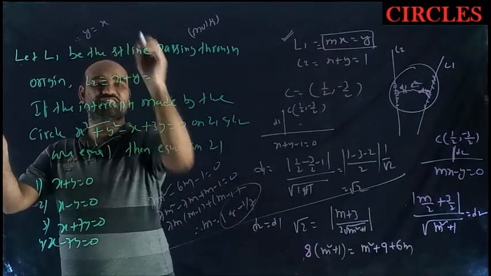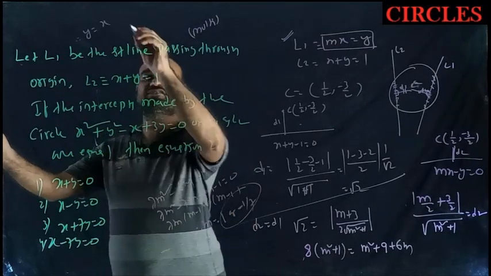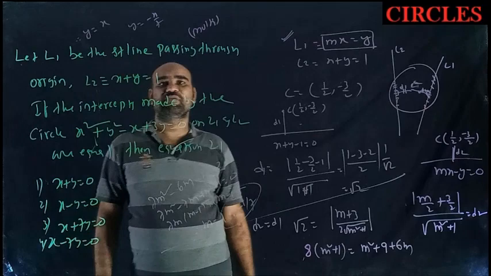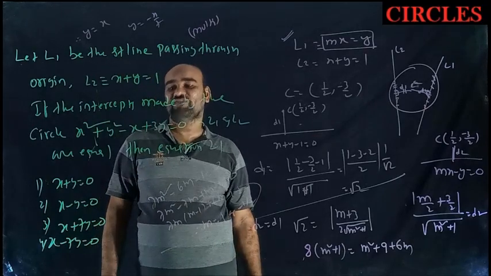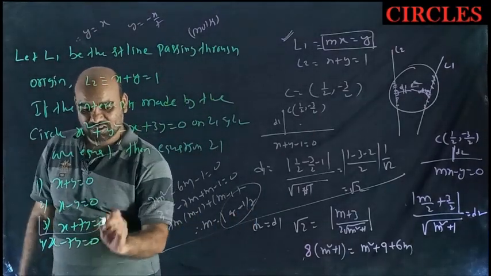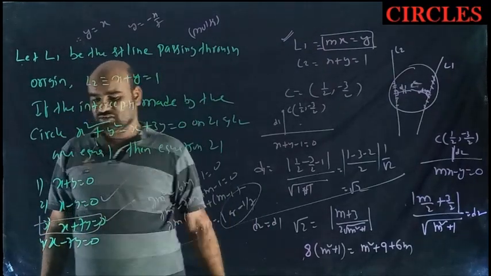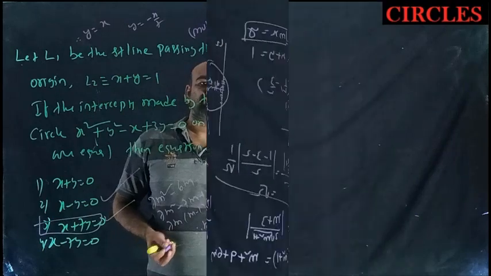Therefore y equals x is one line with this slope. Another one is y equals minus x by 7, or 7y equals minus x, or x plus 7y equal to 0. The third option is satisfying. The second one is x equal to y, so the second option is satisfying. So 2 and 3 are the answer for the problem.